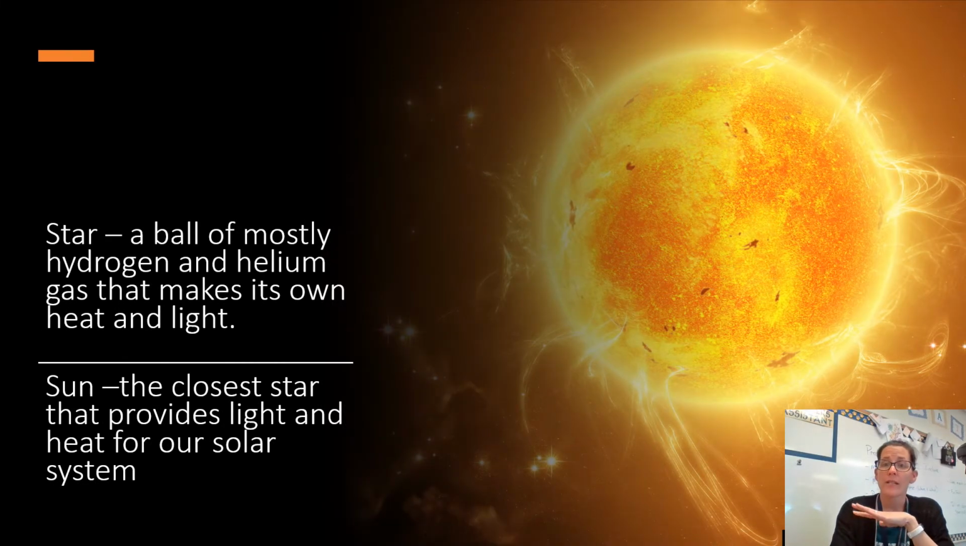So the next words we're going to talk about are stars. So stars are a ball of mostly hydrogen and helium gas, and it makes its own heat and its own light. And the next word is the sun. And the sun is the closest star to Earth. It provides light and heat for our solar system and our planet.